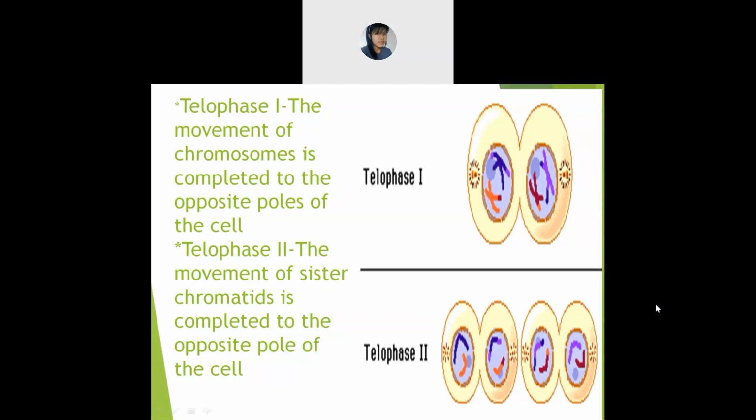Ma'am, cytokinesis. Okay, what happens there? Ma'am, the cell divides into two. In meiosis, the cytoplasm divides into two cells. And in meiosis two, the two cells will divide into how many cells now? Ma'am, four. Okay, very good.